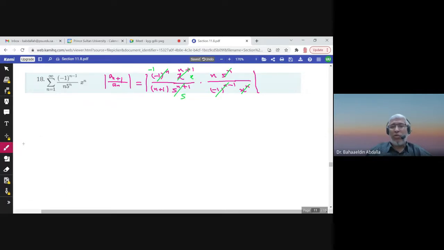Okay, so what would we get? Absolute value of -1 would be +1. I have x, so absolute value of x. I have n and n plus 1 and 5 in the denominator, okay? n over n plus 1. n is a positive number, starts from 1. The limit when n goes to infinity of this would be 1. So this will go to absolute value of x over 5.